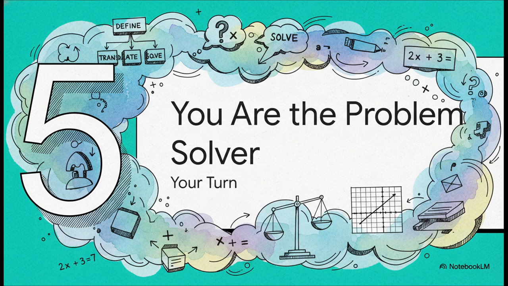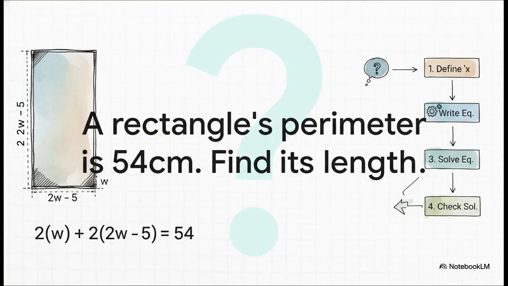So now it's your turn. Here's one last puzzle for you to solve using these same principles. A rectangle's perimeter is 54 centimeters. Its length is 5 centimeters less than twice its width. Can you figure out its length? Think about that 4-step strategy. What's your unknown, and how do you translate that story into an equation?